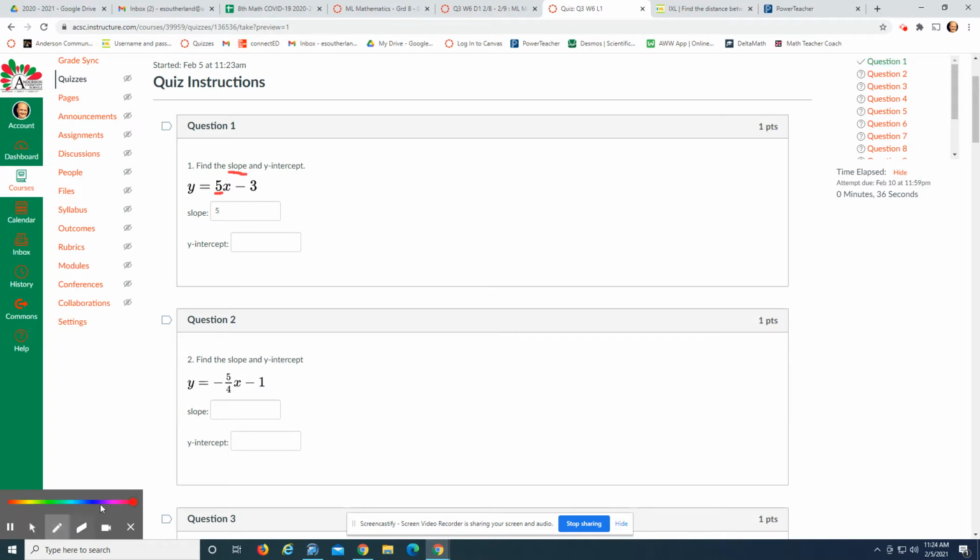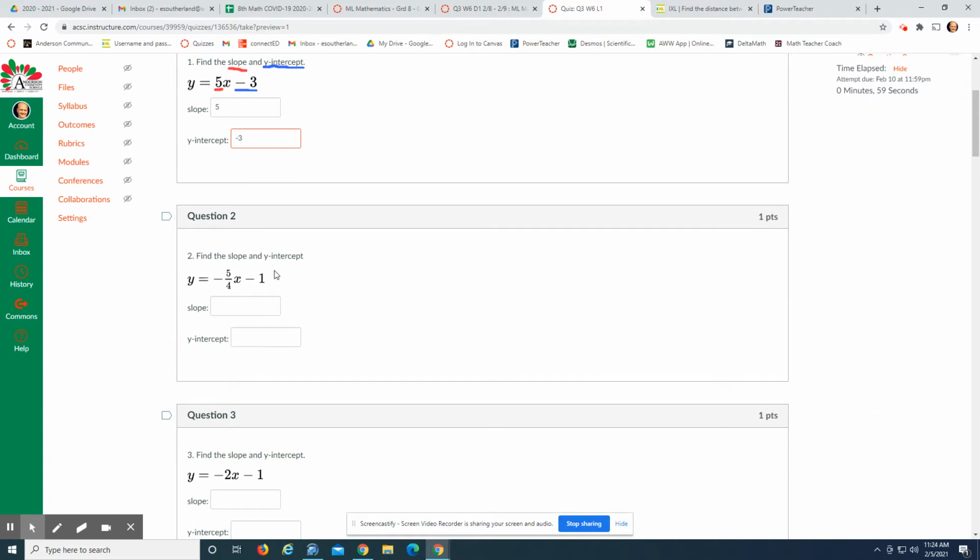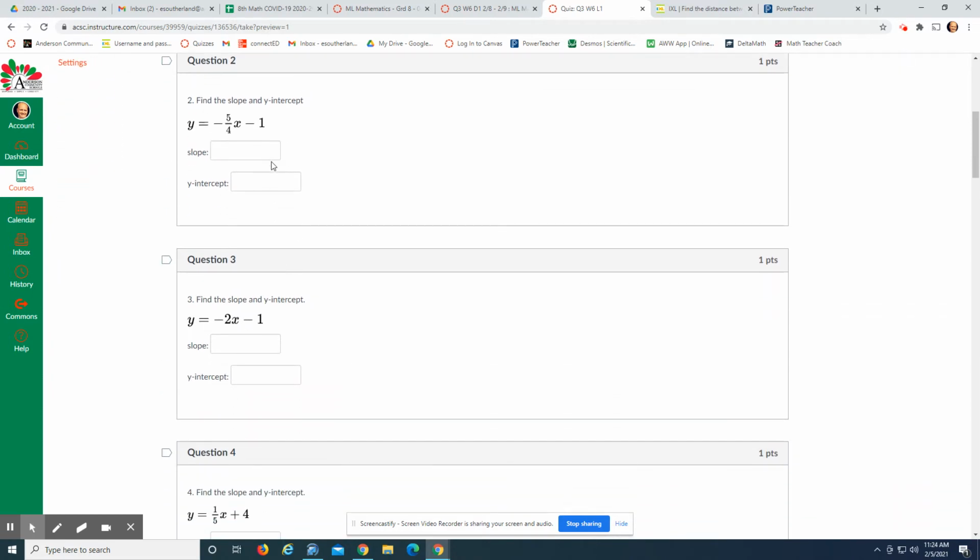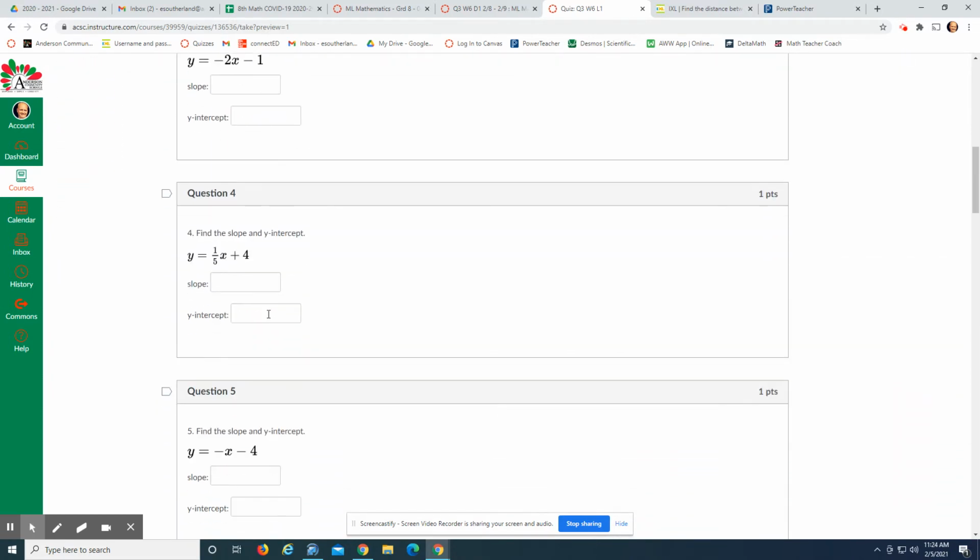The y-intercept is always going to be the number after the x. And so in this case, it's -3. If it would have said +3, it would have been +3. But since it says -3, it's -3. You're going to do the same thing for questions 2 and 3 and 4.